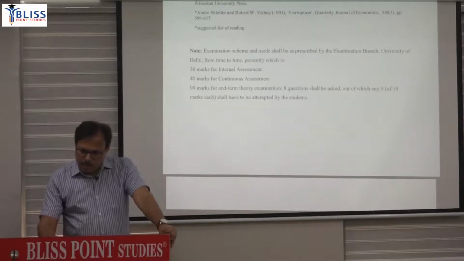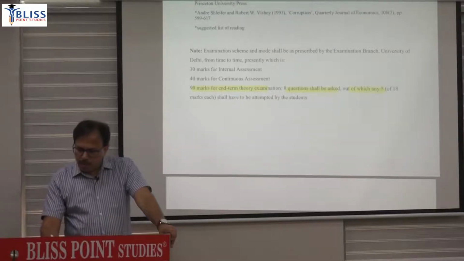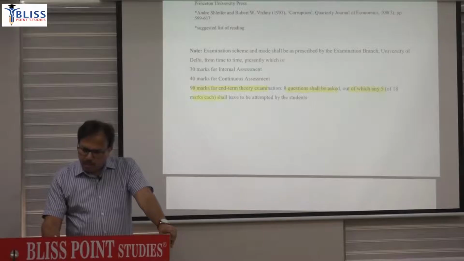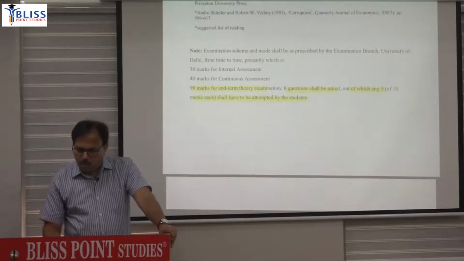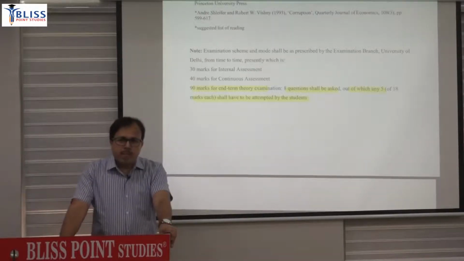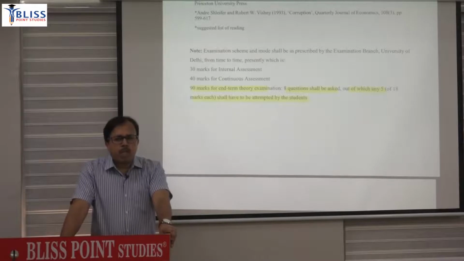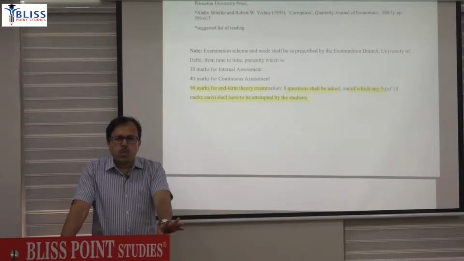end semester exam pattern is this: 90 marks for end semester theory. 8 questions shall be asked, out of which 5 of 18 marks will be attempted by the students. 5 out of 8 have to be attempted. So generally, what happens is that there are 4 units, 2 questions each. Although it is not written, expect 2 questions each from all units, and you have to attempt any 5.